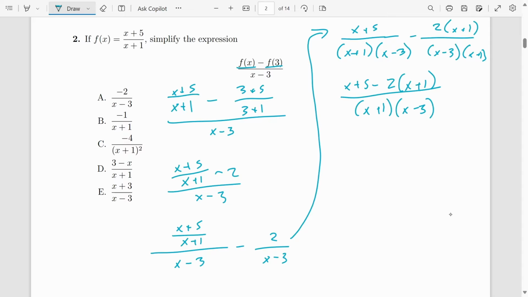So we're at this step. Let's go ahead and factor this numerator. So this is, let's see, x minus 2x is negative x, and 5 minus 2 is positive 3. So negative x plus 3 all over x plus 1 times x minus 3. Looks like if we take a negative 1 out of the numerator, this will become negative x minus 3. And now we have an x minus 3 on both the top and the bottom. So we can cross them out, and we get our final answer, negative 1 over x plus 1.